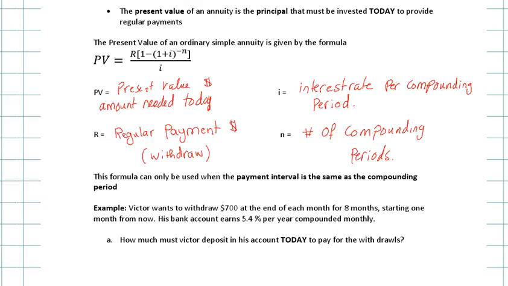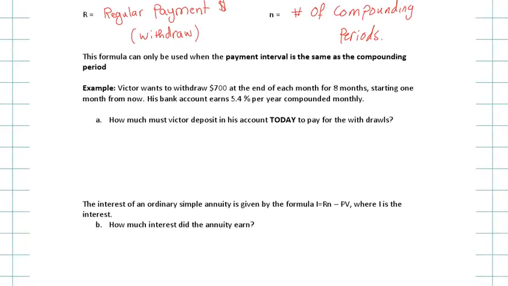So let's look at an example. Victor wants to withdraw $700 at the end of each month for 8 months, starting 1 month from now. His bank account earns 5.4% per year compounding monthly. How much must Victor deposit in his account today to pay for the withdrawals? So the question is asking how much must Victor deposit in his account today? That is PV. You're looking for PV.